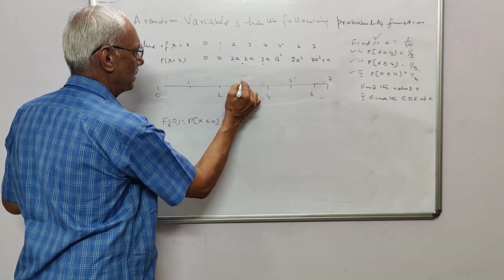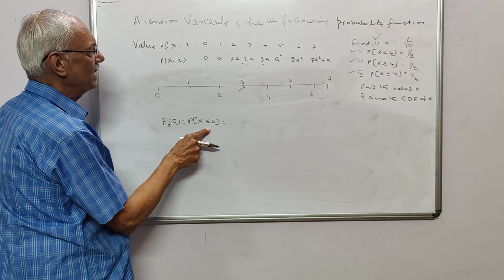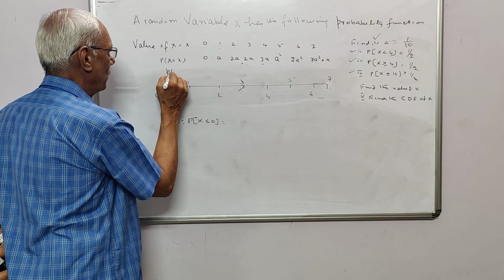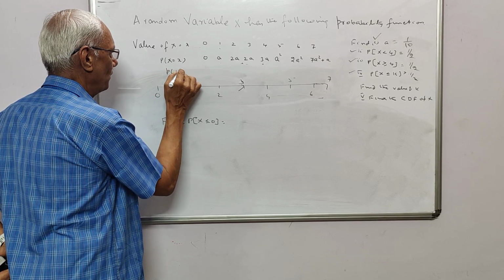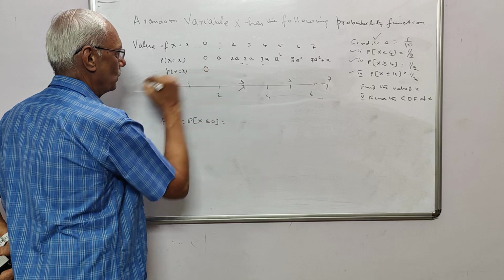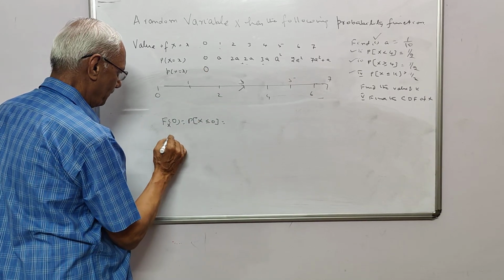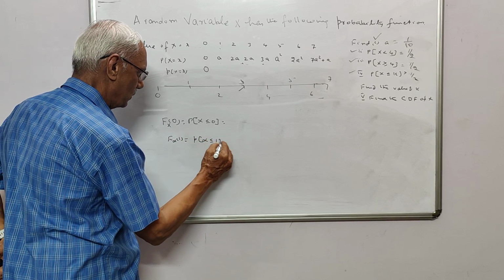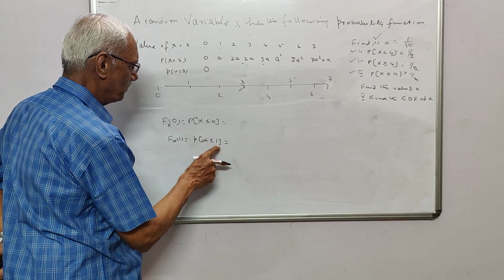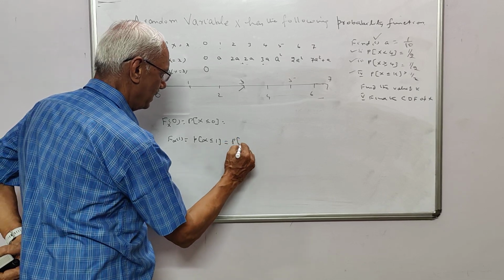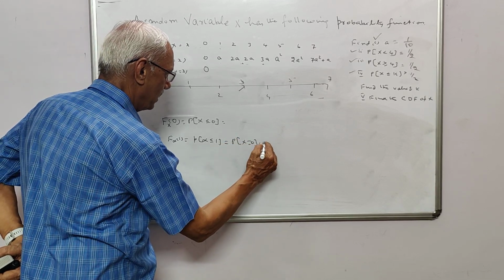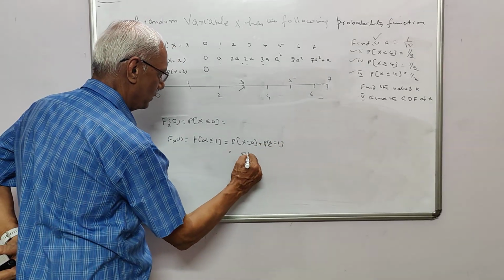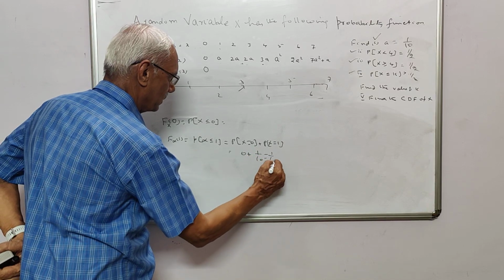This is 3. See? What is the probability? X less than or equal to 0 means up to 0. So you see that the probability of x equal to 0 is 0. Then F_X(1), P of x less than or equal to 1. So you see that this is P of x equal to 0 plus P of x equal to 1. Now this is equal to 0 plus 1 by 10, that is equal to 1 by 10.